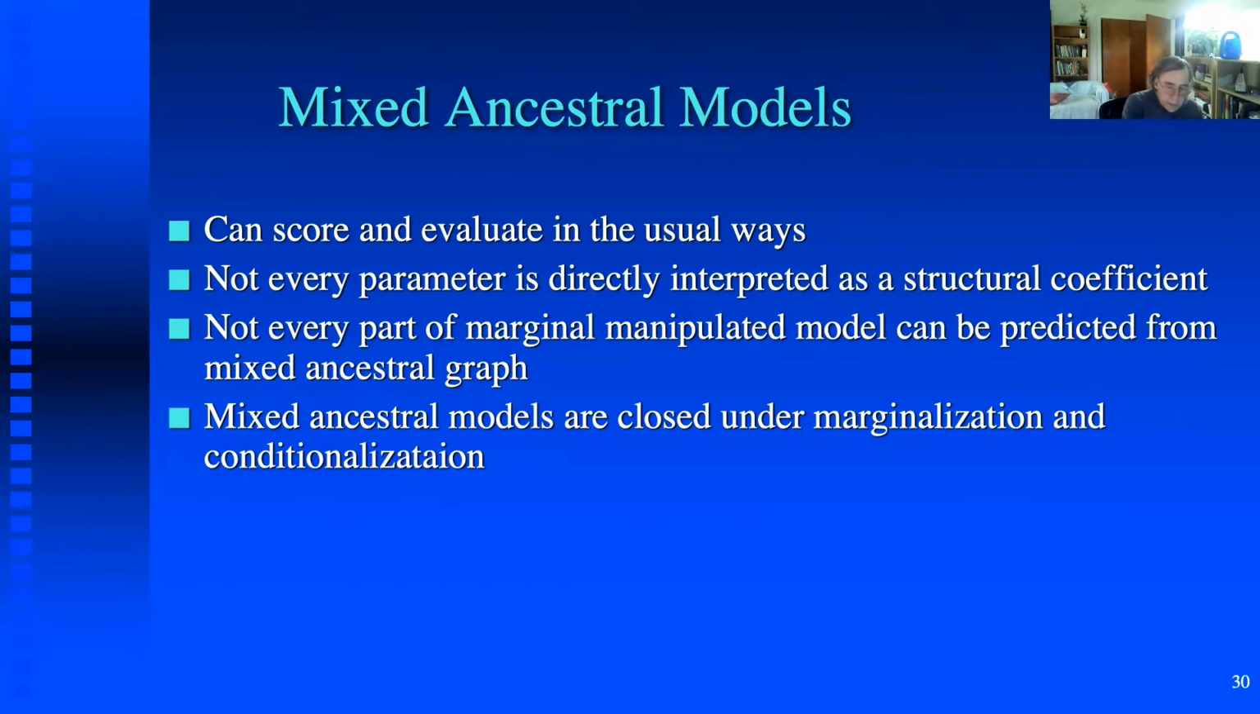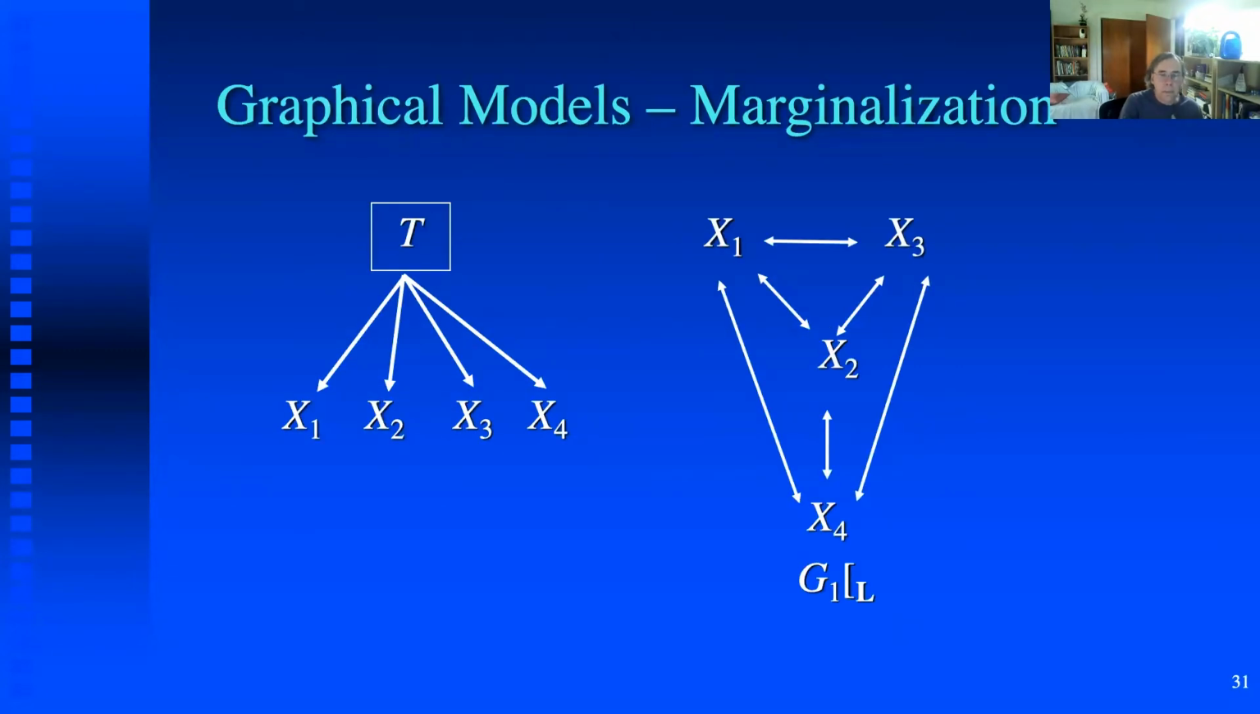It's important to recognize that not every parameter is directly interpretable as a structural coefficient. That is, they can be used to tell you what the distribution is, but they can't be used to tell you what the effect of a manipulation is. And I'll show you an example of that in a minute. Not every part of the marginal manipulated model can be predicted from the mixed ancestral graph. So sometimes I can predict what the effect of a manipulation is if you give me the mixed ancestral graph, but sometimes I can't.